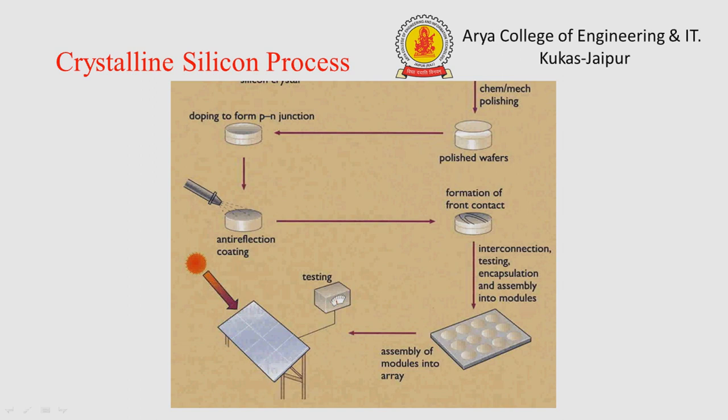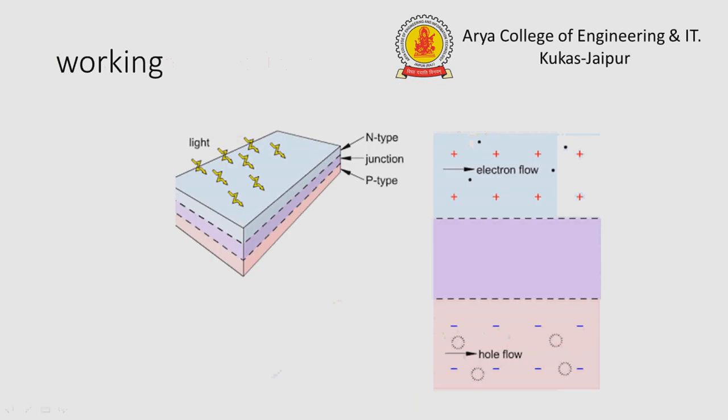After that, the assembly of modules into an array becomes a solar cell system. Then it goes to testing and can be used for further processes. So this is the whole process of making a solar cell from SiO2 or sand. Now, the working of solar cell.